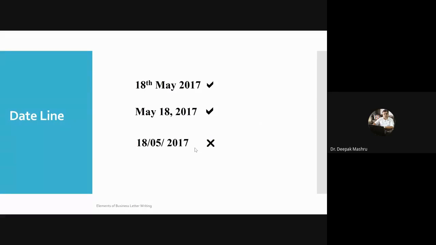But 18/5/2017 is not acceptable, because the people who write in the British method will consider it as 18th May, and the people who write in the American method will consider it as the 15th of what? So they'll get confused. So it's better that you go with either the American or British method. American is better because there is no superscript, TH and ND and all this. So there is minimum possibility of mistakes. Okay.